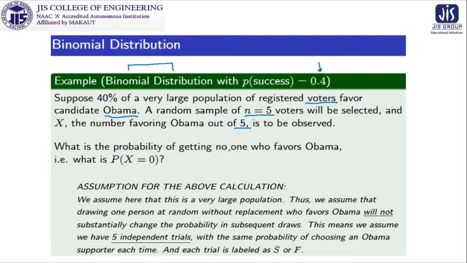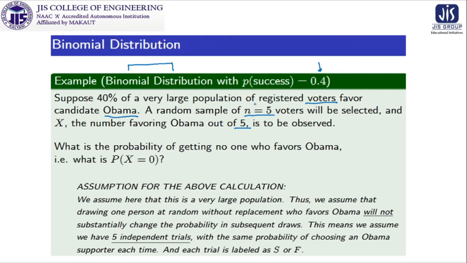We are taking a random sample of size 5 and we are going to check among those 5 how many of them are favoring Obama. Now, what is the probability of getting no one who favors Obama? That means we are trying to find the probability of the situation where capital X is equal to 0. So what are the assumptions for the above calculation? It is very important.